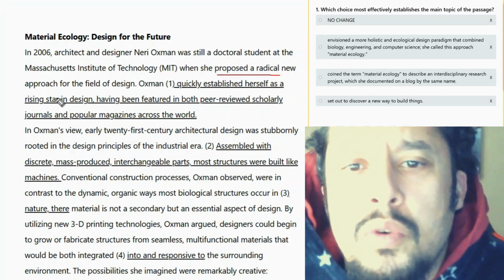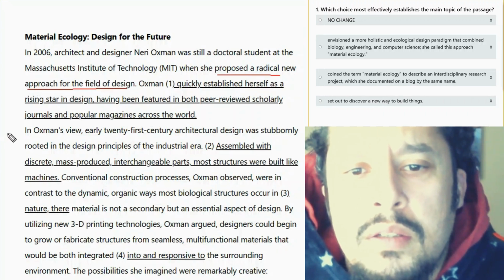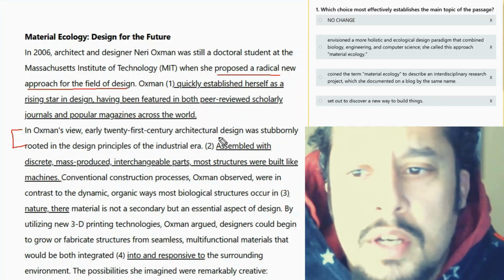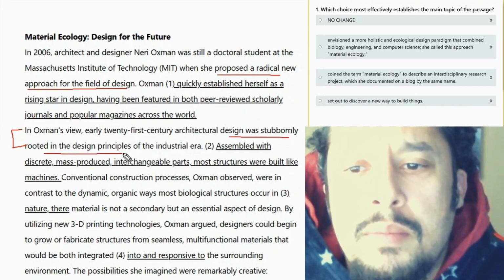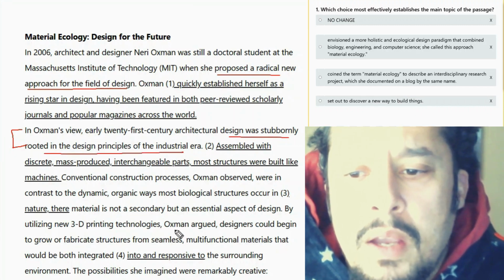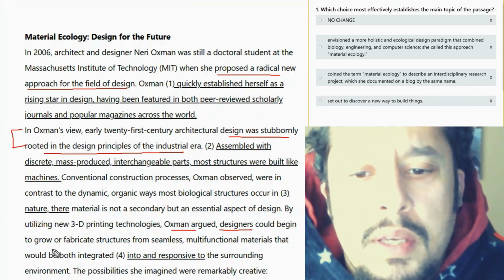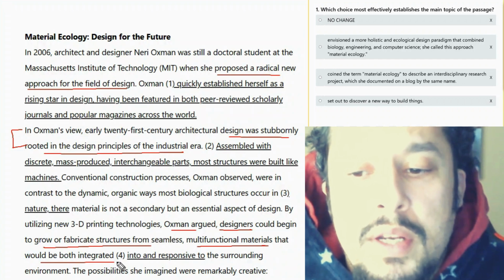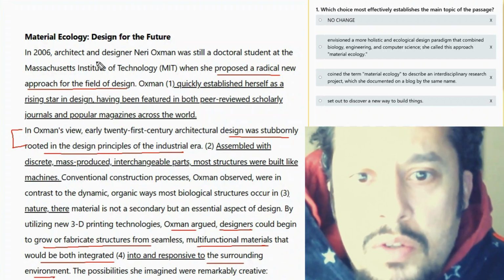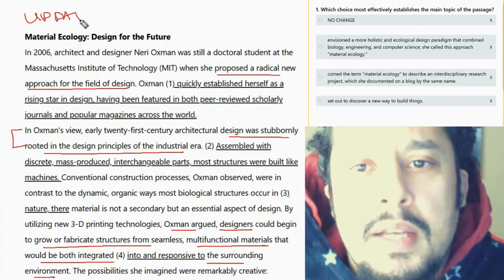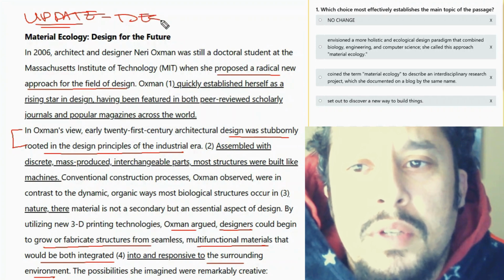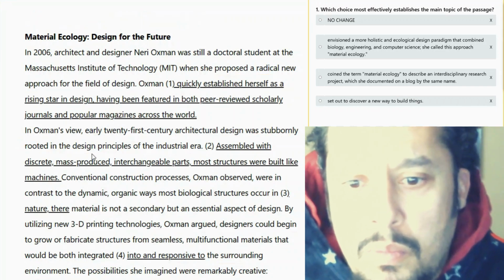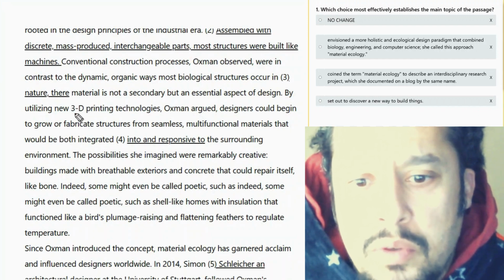So she proposed a radical new approach for the field of design. In Oxman's view, 21st century architectural design was stubbornly rooted in the design principles of the industrial era. Oxman argued designers could begin to grow or fabricate structures from seamless, multifunctional materials that would be both integrated to the surrounding environment. Okay, so I assume she wants to update the design material itself. She used 3D printing, as we see written here.